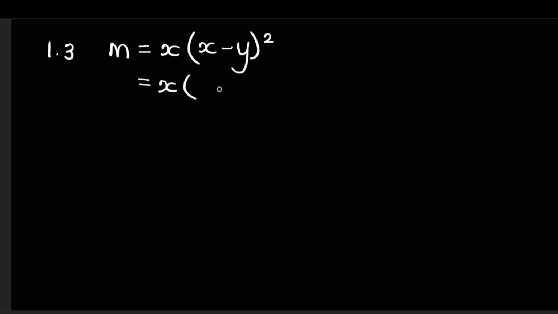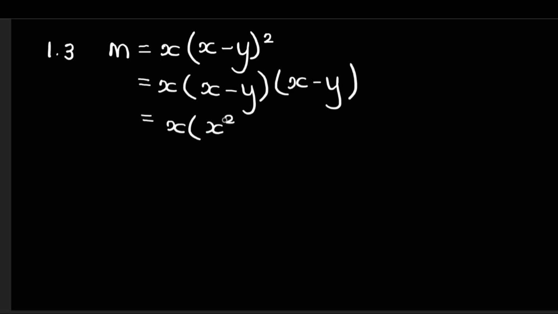We have a binomial squared, and we know that we can rewrite the bracket out twice and apply the FOIL method. So we're going to have x times x, which is x squared, x times negative y, which is negative xy, negative y times x, which is negative xy, and negative y times negative y, which is positive y squared.